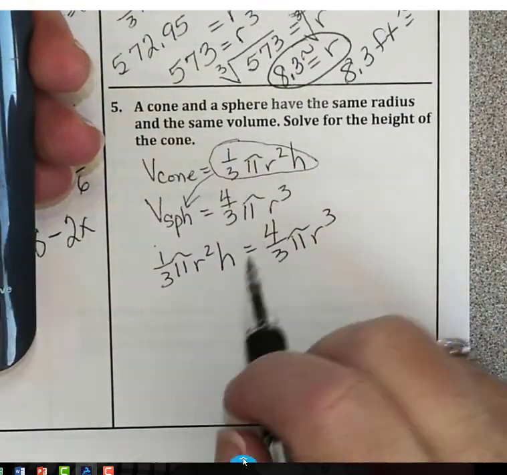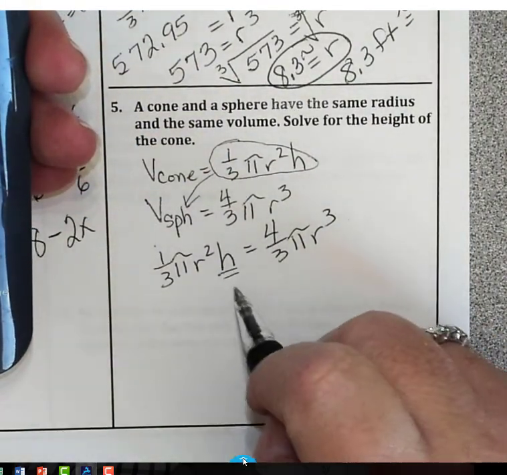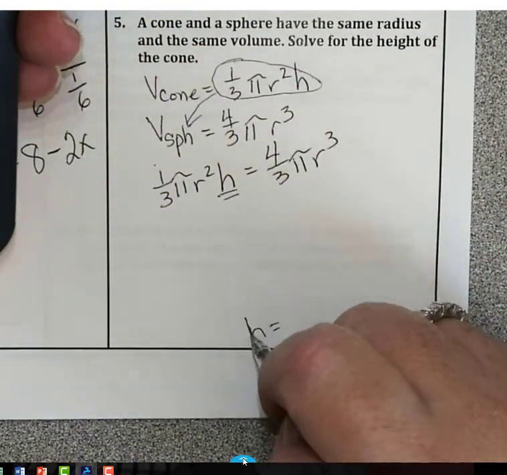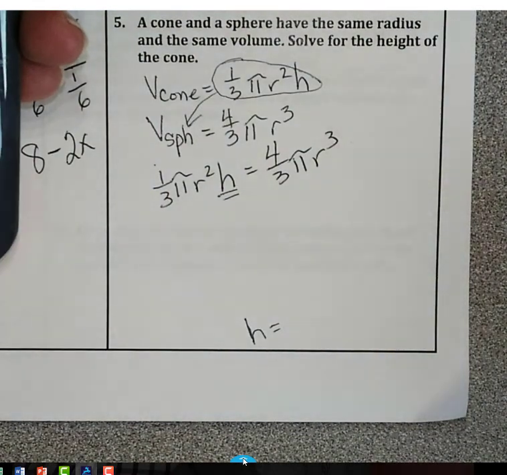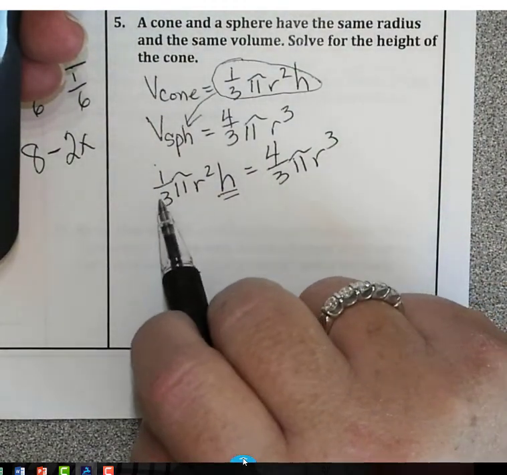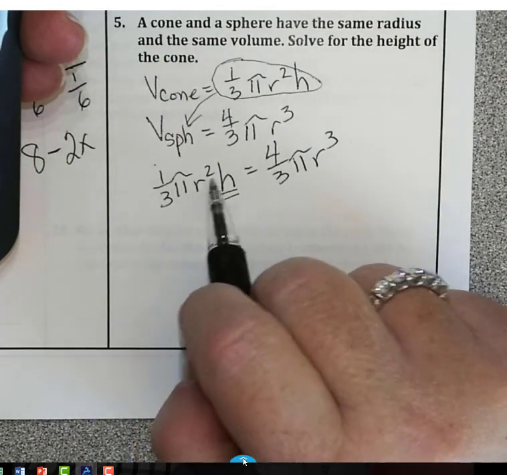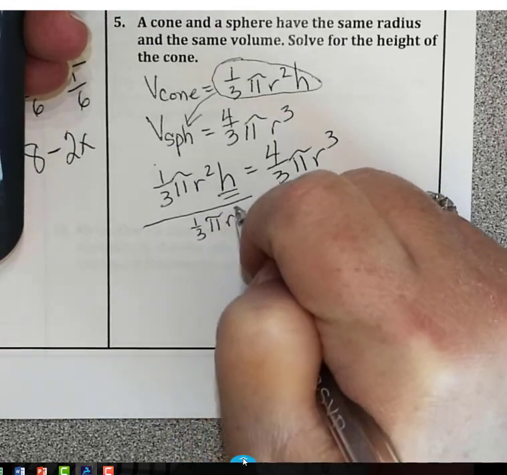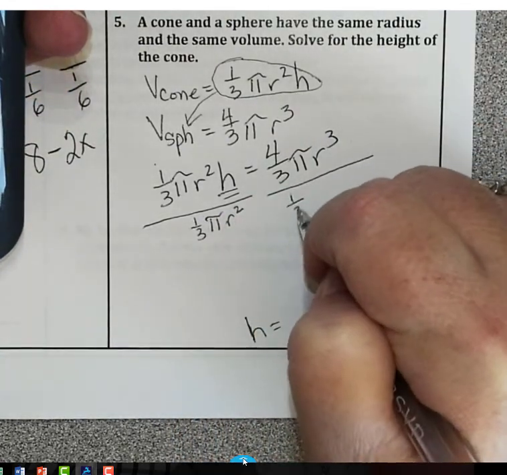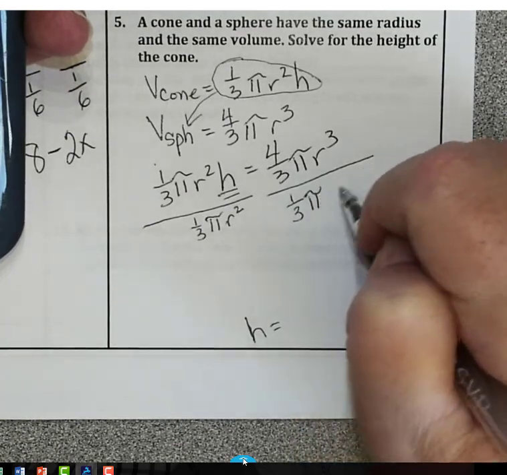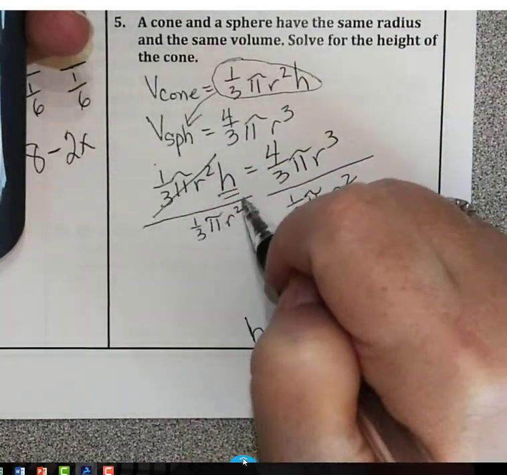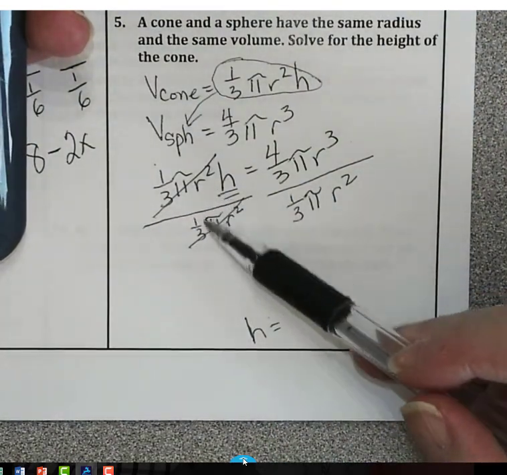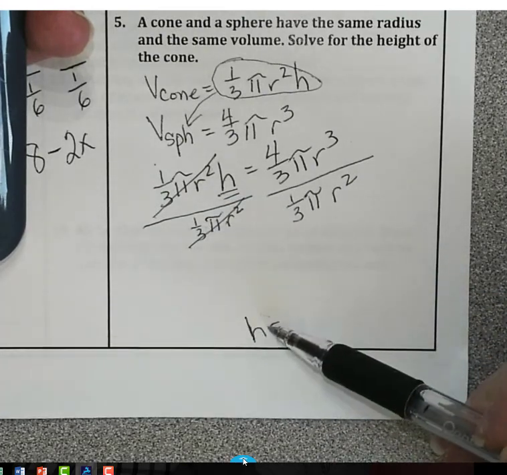Okay? So they're asking us the height of the cone. In other words, by the time I get done, this needs to say h equals something, right? Because that's what I'm solving for. Okay, so what I'm going to do is, all of this being multiplied, I'm going to go ahead and divide this side by 1/3 pi r squared. And I will also divide this side by 1/3 pi r squared. When I do that, I immediately eliminate that. I'm sorry, not eliminate it. It turns into a 1. And I'm left with 1h equals.